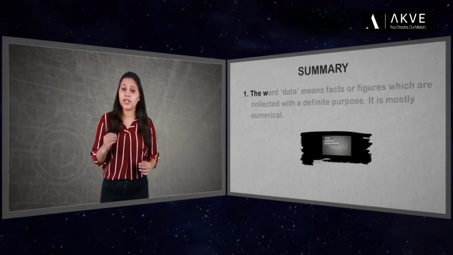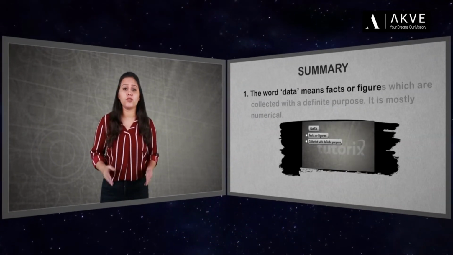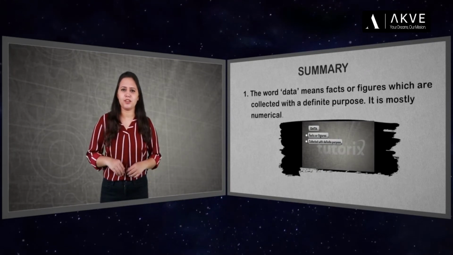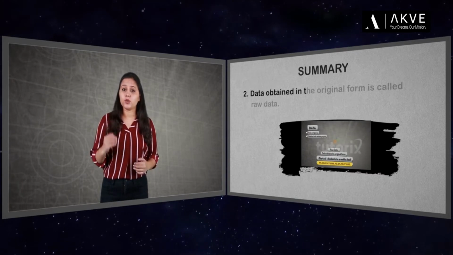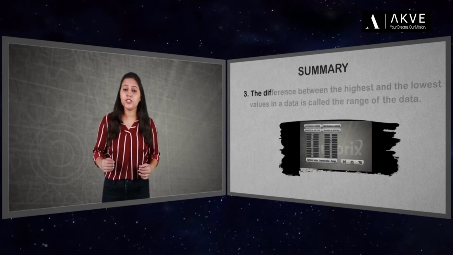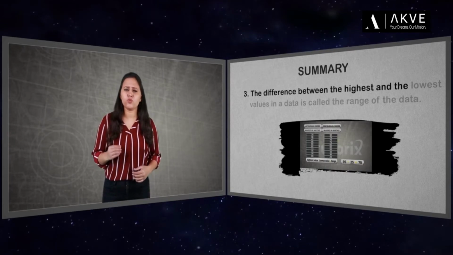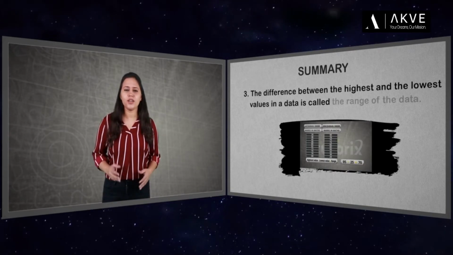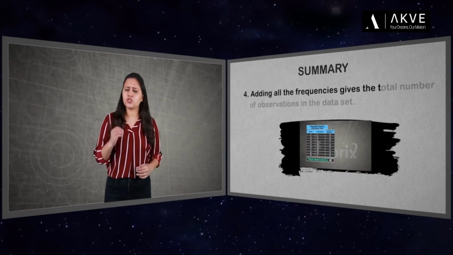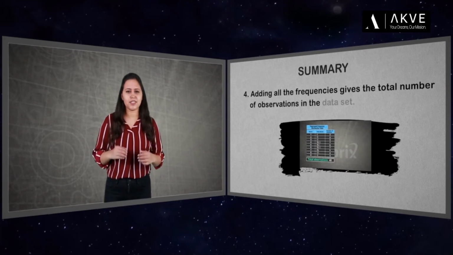So let's have a quick recap. The word data means facts or figures which are collected with a definite purpose. It is mostly numerical. Data obtained in the original form is called raw data. The difference between the highest and the lowest values in a data is called the range of the data. Adding all the frequencies gives the total number of observations in the dataset.